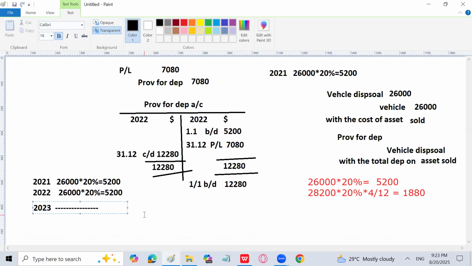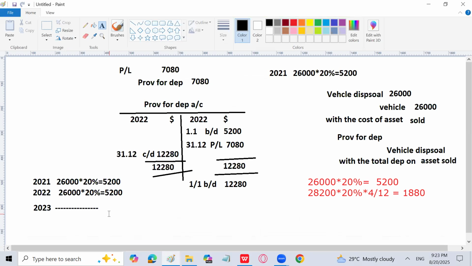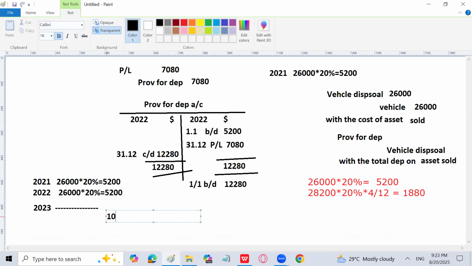Now let's go for the total. The total depreciation on the asset sold from the date of purchase till the date of sale is 10,400. I will pass the entry provision for depreciation debit, because I will take out the total depreciation on the asset sold from the provision for depreciation account, and I will transfer it to the disposal account with the total depreciation. So provision for depreciation debit and disposal account is going to be credit. Let me write the amount here because the space is a little less.